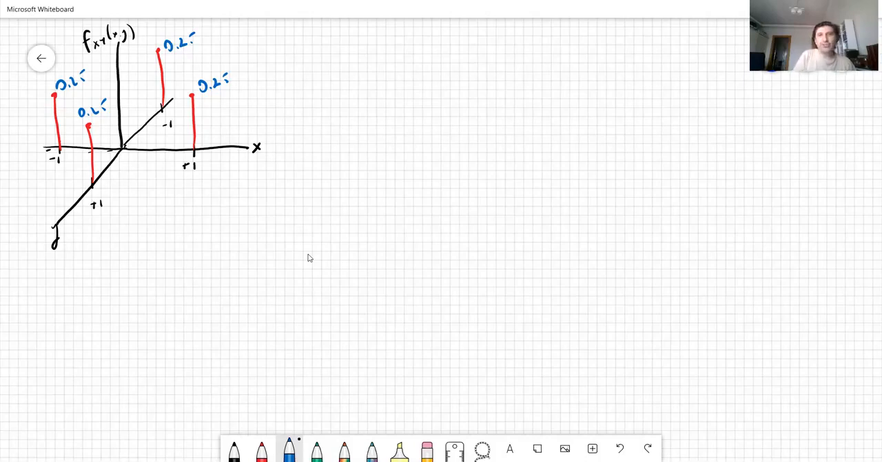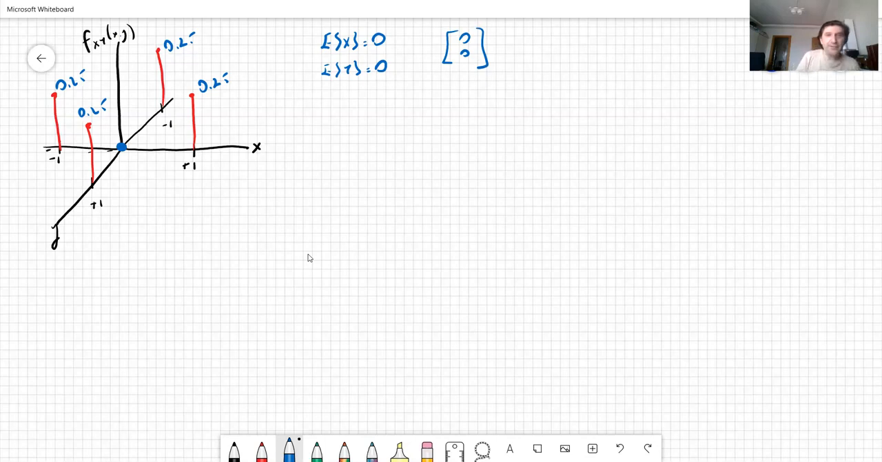Now you can easily show that, and I'm going to skip that part, the expected value of X is equal to 0, and the expected value of Y is equal to 0. Actually, you can easily see that the center of mass of this system is at the (0, 0) point. So in vectorial form, you can show it as (0, 0) if you like.